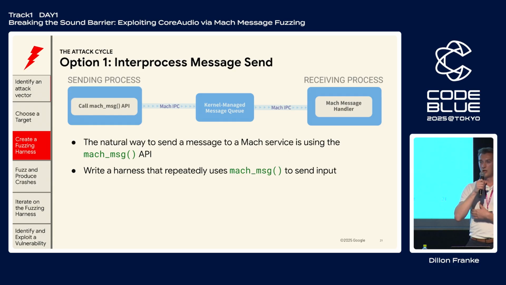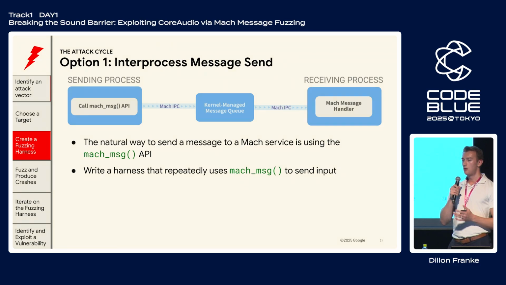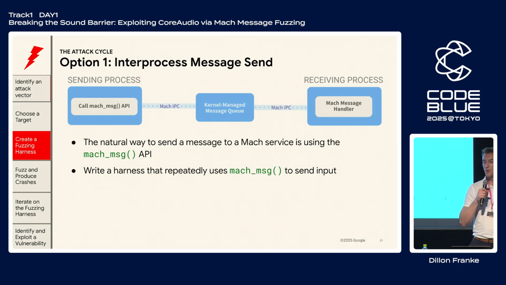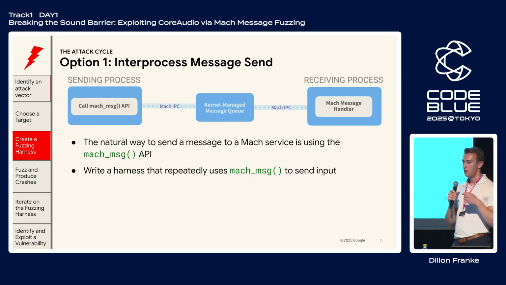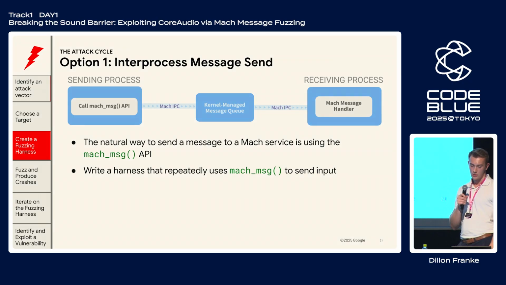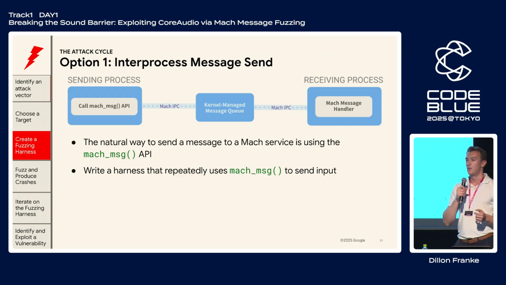So when fuzzing these Mach message handlers, the first option that I really had was to call the Mach message API naturally. So the Mach message API is the way that you would normally send a message to a process on the system. And so it would be pretty easy to just write code that we could have the fuzzer send inputs to that would just call mach_msg. That would then be sent via the Mach IPC to the kernel managed message queue, and then that would be delivered to the Mach message handler.